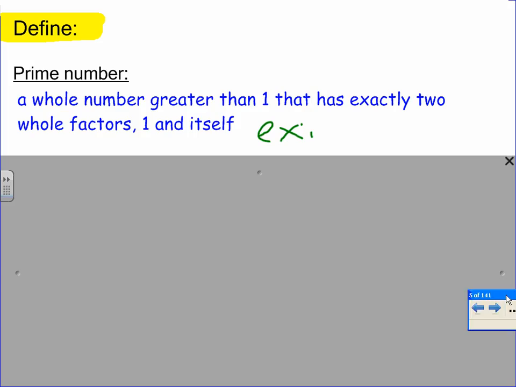All right, a prime number. Now, this is kind of an interesting concept. It's a whole number greater than 1 that has exactly 2 whole factors, 1 and itself. So a prime number is a whole number greater than 1 that has exactly 2 whole factors, 1 and itself.